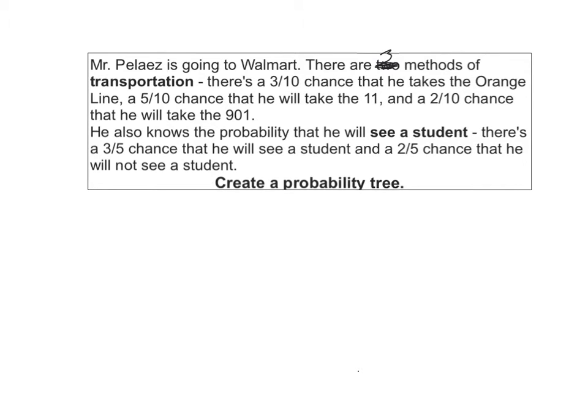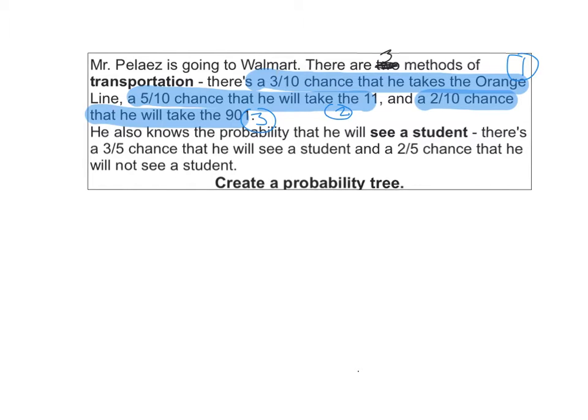So I'm going to go to Walmart after school today, and there are 3 methods of transportation. The first one is, let me get a different color. Sorry about that. There's a 3 out of 10 chance that I would take the orange line. So I'm going to number that as 1. There is a 5 out of 10 chance that I would take the 11, and a 2 out of 10 chance that I would take the 901. So again, just like we've done before, 2 and 3.